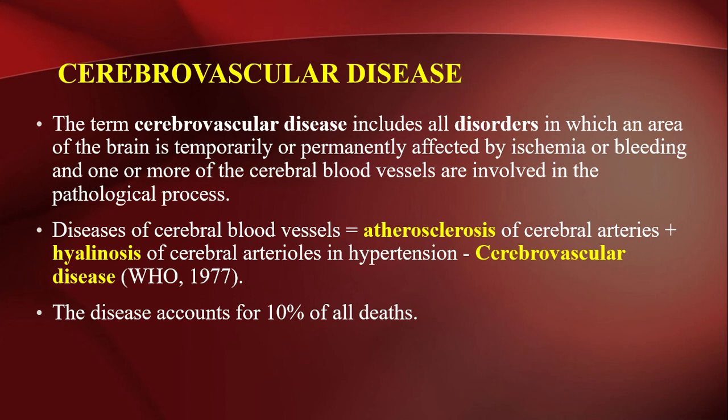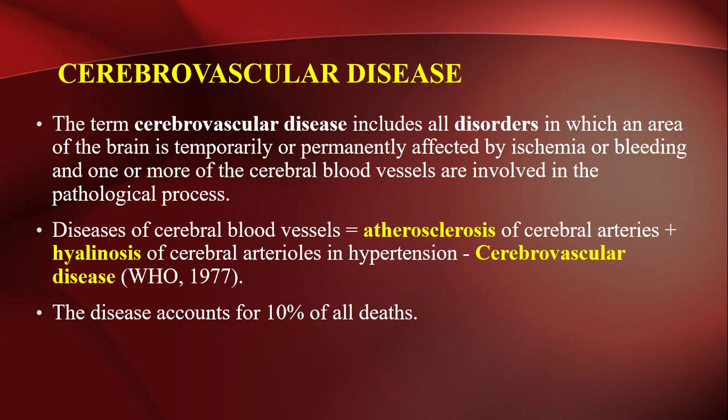Now let's discuss the cerebrovascular diseases and their pathology. The term cerebrovascular disease includes all disorders in which an area of the brain is temporarily or permanently affected by ischemia or bleeding, and one or more of the cerebral blood vessels are involved in the pathological process. Diseases of the cerebral blood vessels include atherosclerosis of the cerebral arteries, arteriolosclerosis of cerebral arterioles, and hypertension, commonly called cerebrovascular disease.